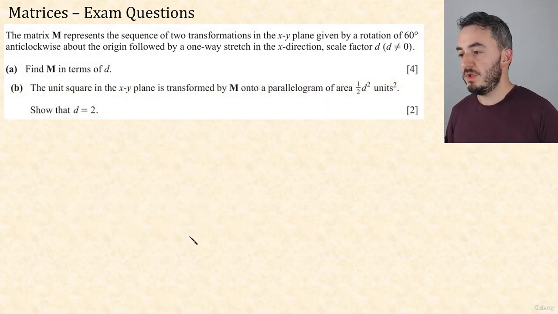Okay, part B. The unit square in the xy plane is transformed by M onto a parallelogram of area half d squared units. Show that d is 2.